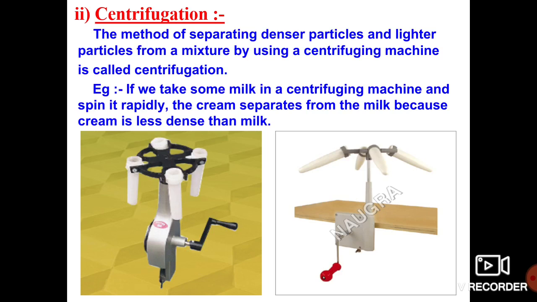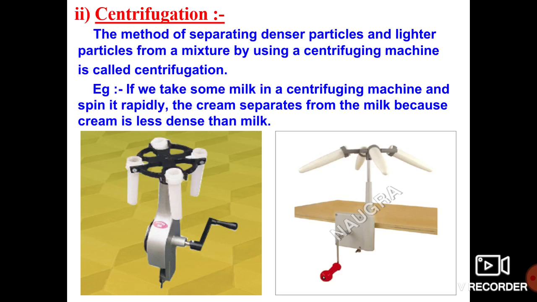So here in centrifugation, when the machine starts rotating, the denser particles, which means heavier particles, settle at the bottom of the tube, and the lighter particles float on the top of the tube. Like this, the heavier and lighter particles are separated by using the centrifugation machine.